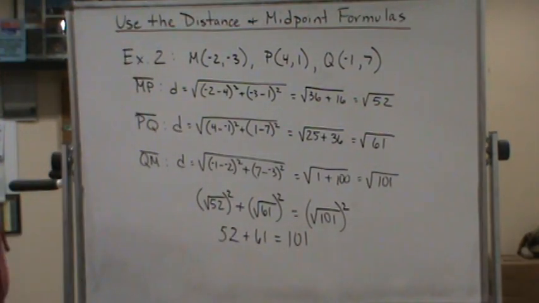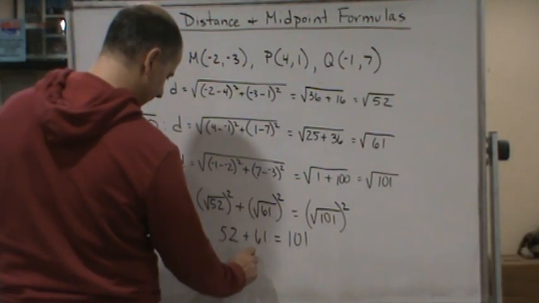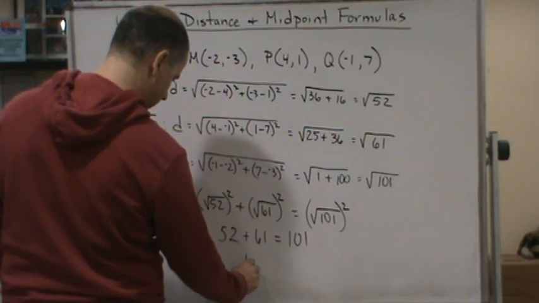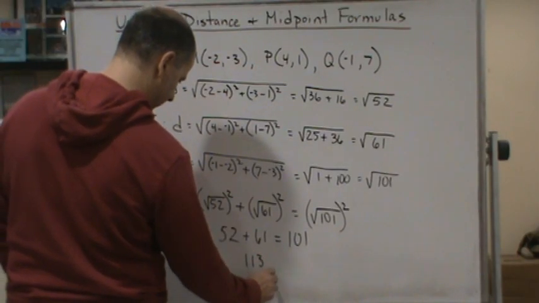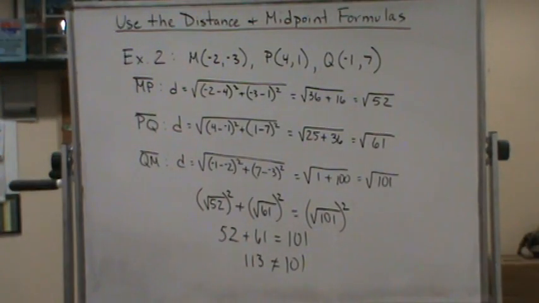Now, is that a true statement? No, because this side adds up to 113, and that is not equal to 101. So this tells us that we do not have a right triangle.